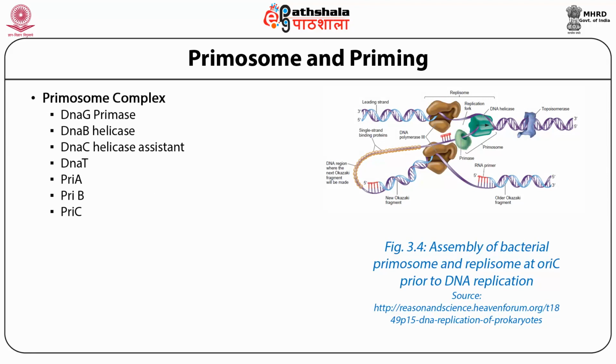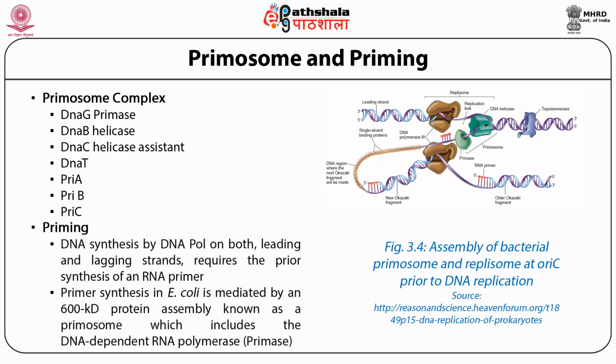The primosome complex, which assembles at the origin of replication, includes the DnaA, DnaG primase, the DnaB helicase, DnaC, which is a helicase assistant, other proteins being DnaT, PriA, PriB, and PriC. These 7 proteins combine to form a multi-protein complex known as the primosome complex, which assembles at the bacterial origin of replication, thus triggering the unwinding, opening, and stabilizing of the DNA single strands.